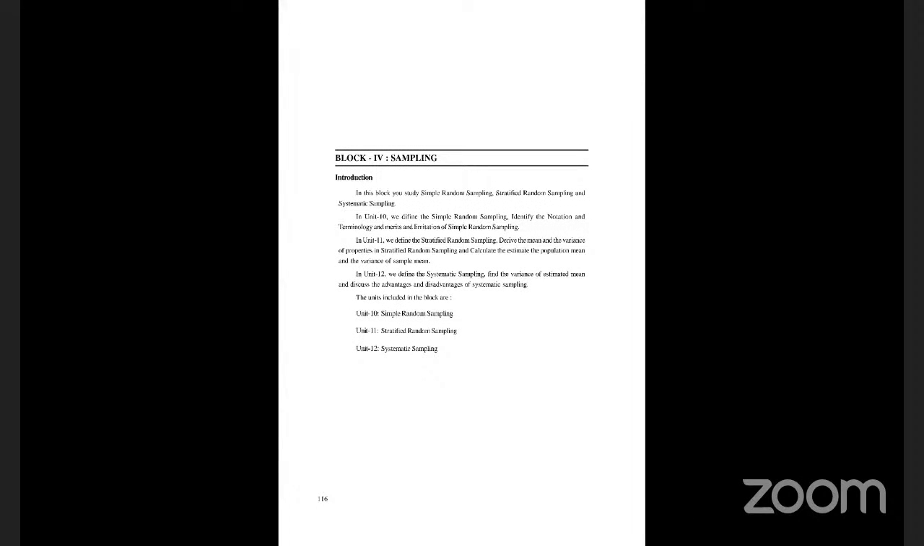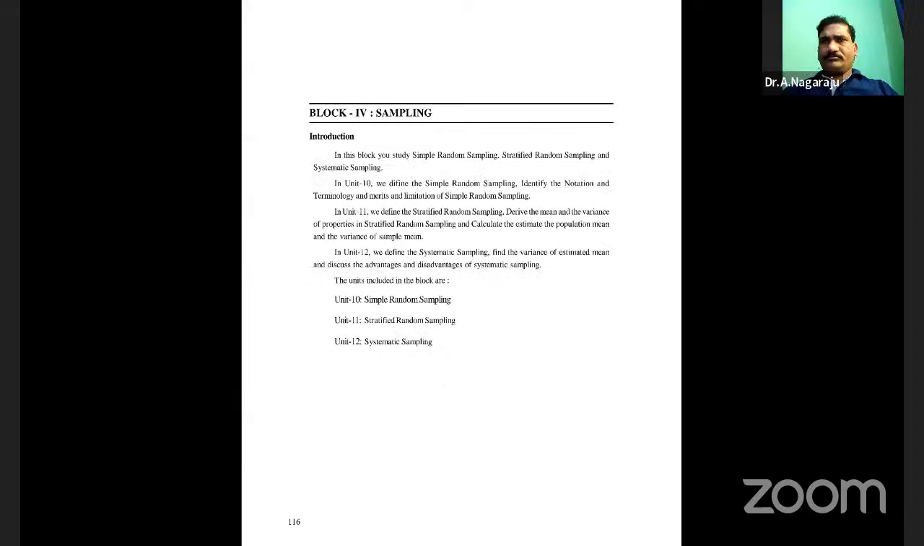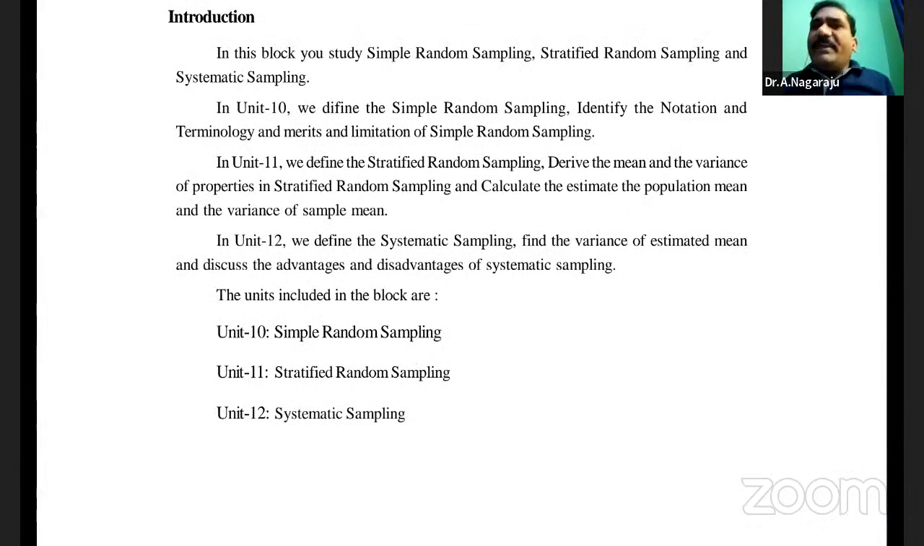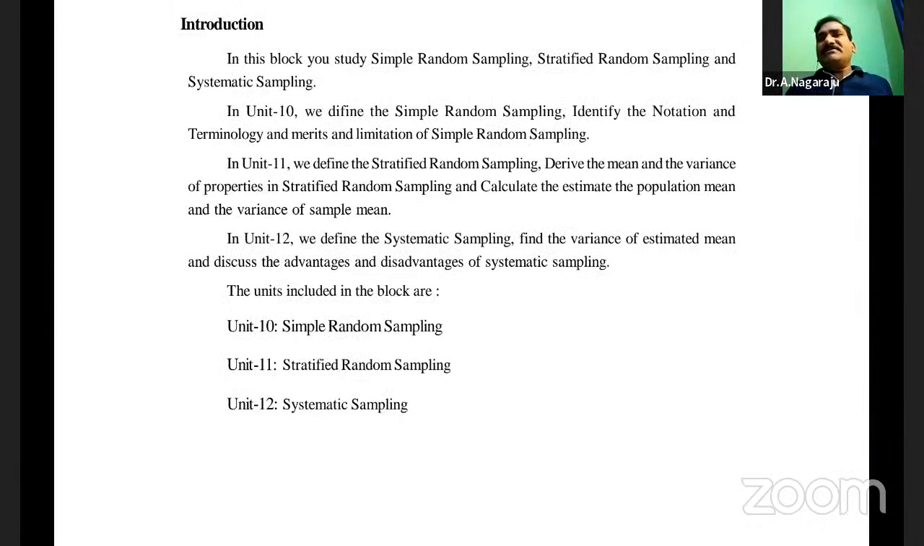Now this is sampling. Here, simple random sampling, and identify the notation and terminology, merits and limits of simple random sampling. Such concepts we will discuss today.